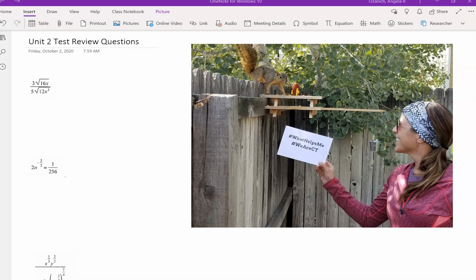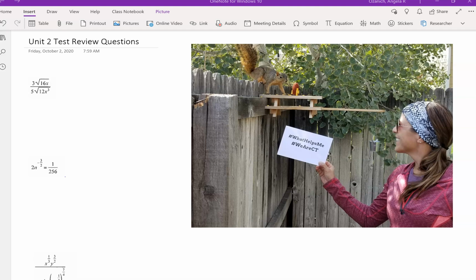Hello guys, welcome to a little bit more help with a variety of questions to prepare you for your Unit 2 exam. So I've just picked a different kind of set of questions based on some feedback I got from different students and things they would like to see.